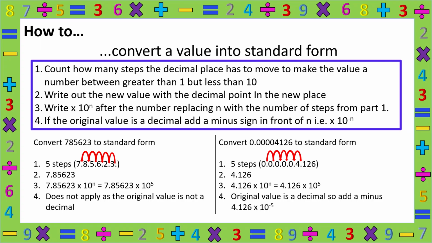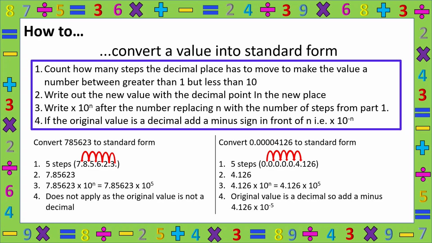So in this case, the new number would be 7.85623. You then have to work out how many steps you've moved the decimal place from its original point to where it gives you the number between 1 and 10. In this case, we have to move a total of 5 steps. And we then put that down as 10 to the power of 5.